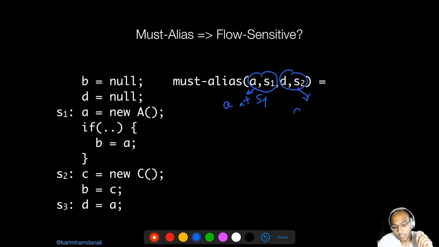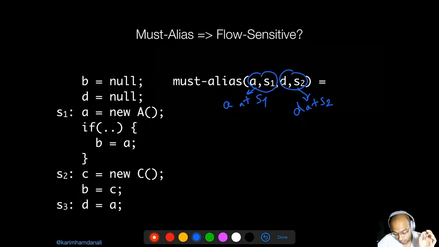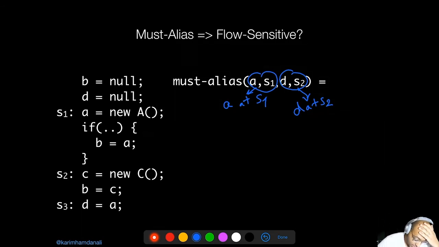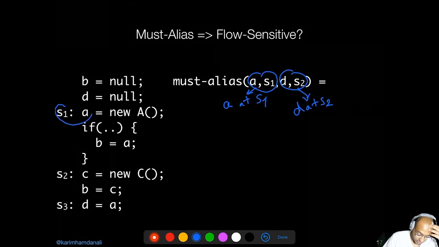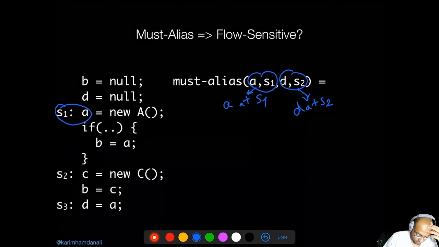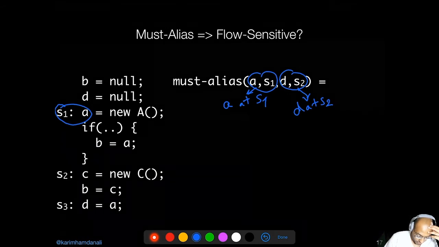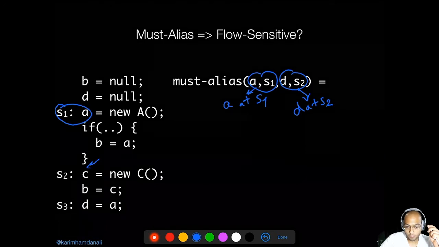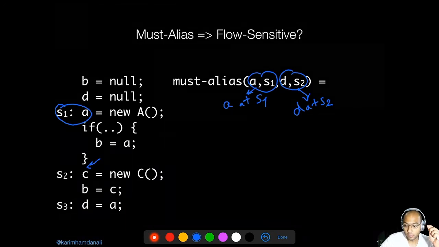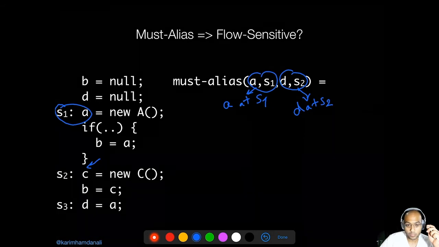If you're going to query the analysis for a must alias relationship, you have to specify the statement that you're querying that variable at. So here I'm asking: does the variable A at statement S1 alias with the variable D at S2? Is that the case or not? Think about it for a second. Do you think that A at S1 must alias with D at S2?